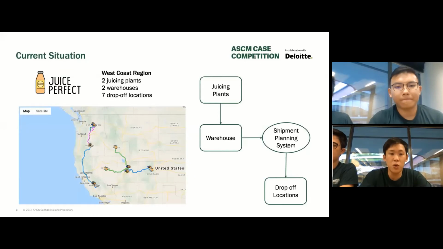So for the current situation, we are looking at the Western Conference of the United States, which has 2 juicing plants, 2 warehouses, and 7 drop-off locations. And the entire supply chain can be seen on the right-hand side.